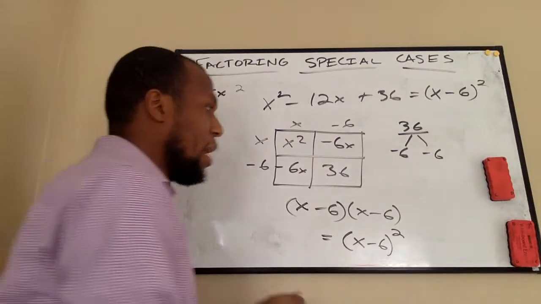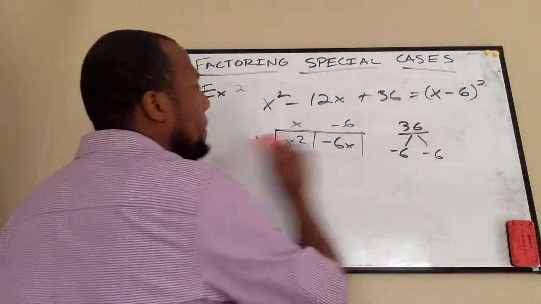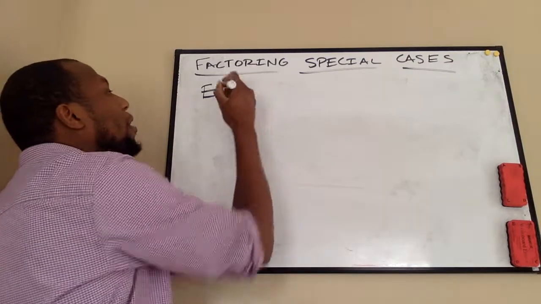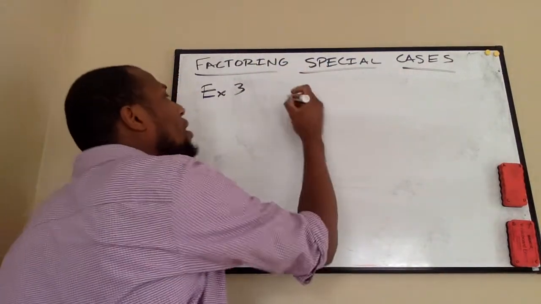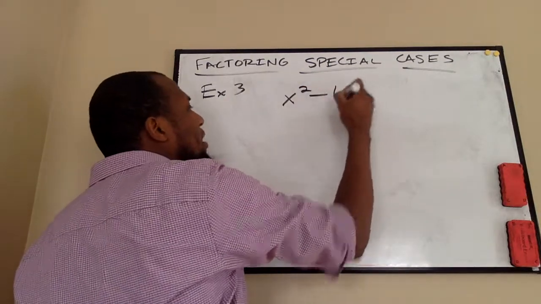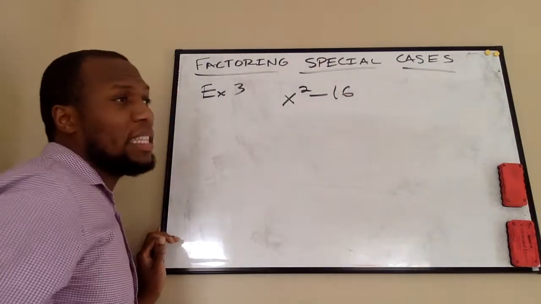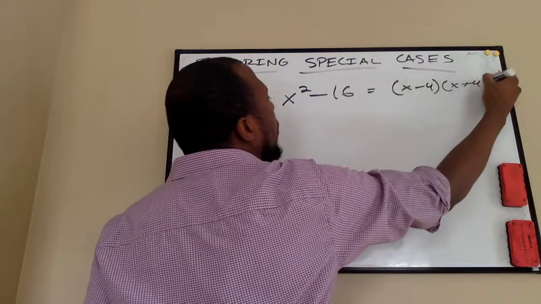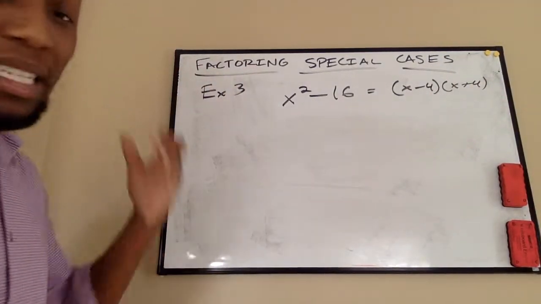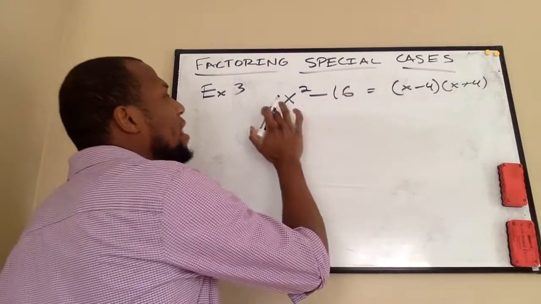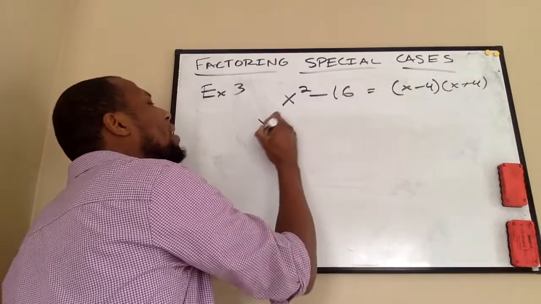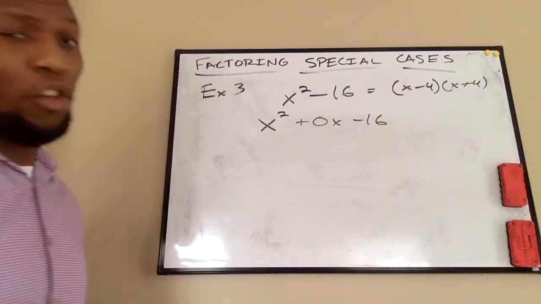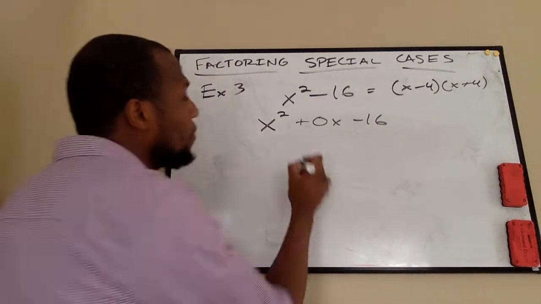Third example, and this is our final one. Example number 3. If we're given x squared minus 16, if you notice that that's a difference of perfect squares, you can immediately jump to the x minus 4, x plus 4 factoring. If you don't, then let's actually consider rewriting it. This x squared minus 16 is the same thing as x squared plus 0x minus 16, and then it looks exactly like every other factoring problem that we've done.